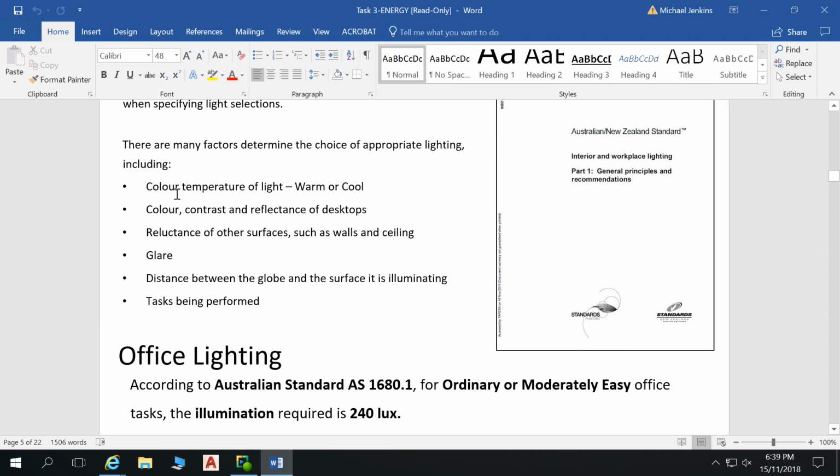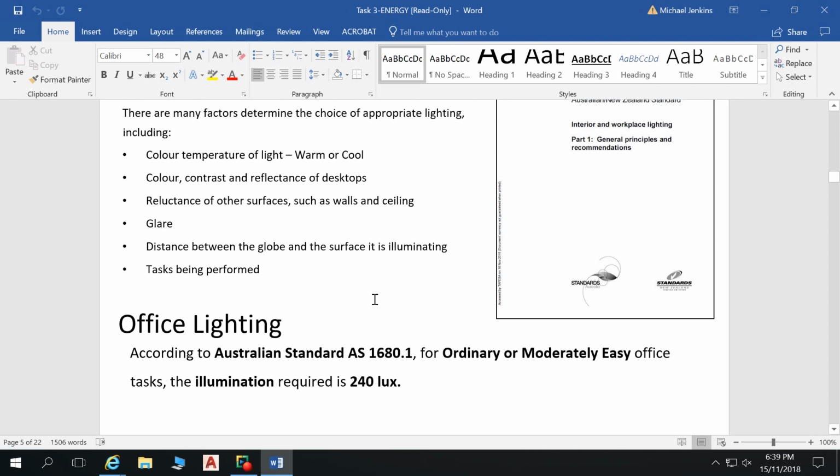We also have to think about colour contrast and reflectance of desktops. So how much light is then given off, and other surfaces such as walls and ceilings. What the reflectance of those other surfaces is going to be. Have to think about glare. So glare is in the main unattractive because it can be tiring on the eyes. We have to think about the distance between globe and the surface that it's illuminating.